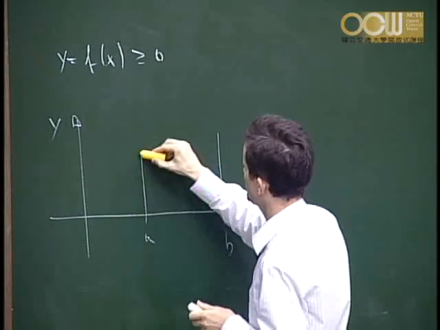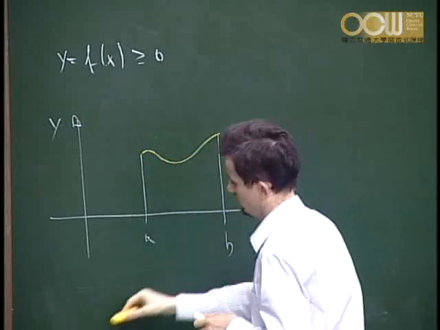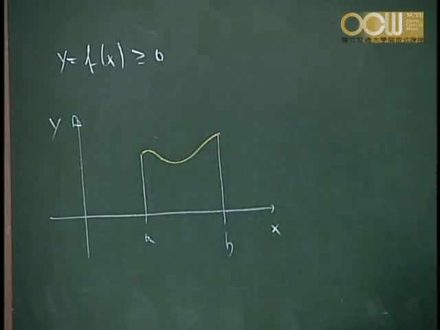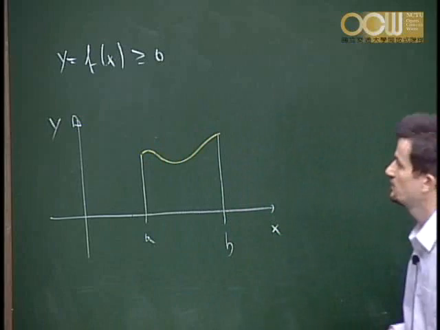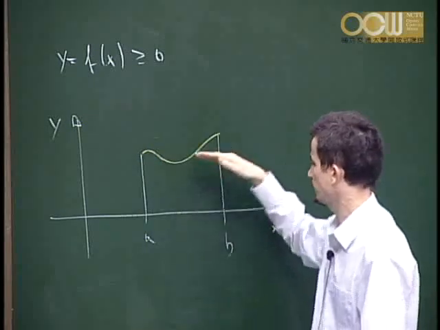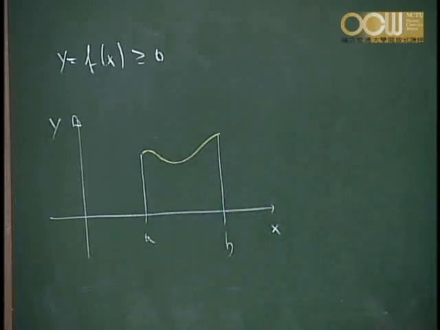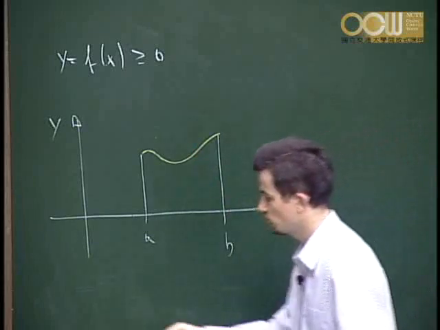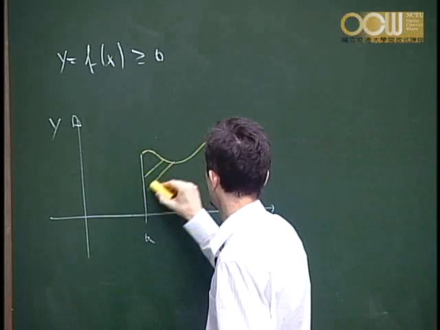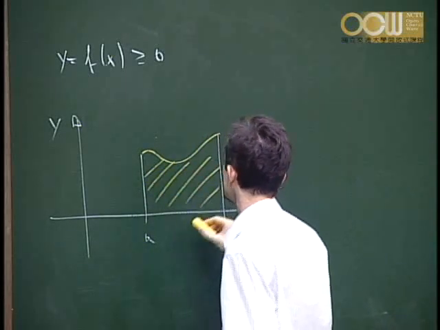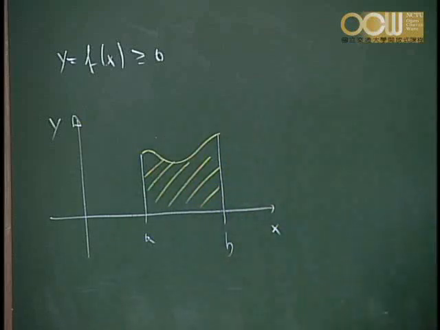Now the classical problem is, okay, you have a region given by what is below the function and above the x-axis between a and b. The original problem reads you want to compute the area, but actually what you want to do is not compute the area, you want to define the area.